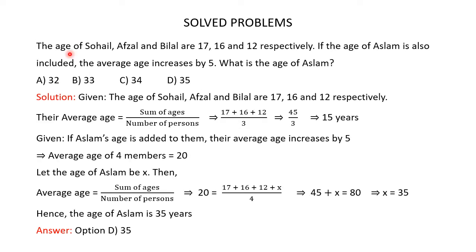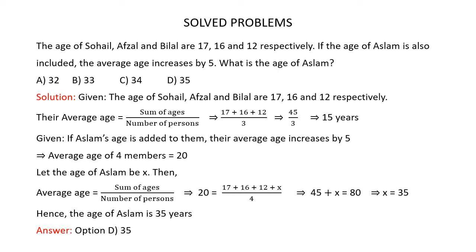The ages of Sohail, Afzal and Bilal are 17, 16 and 12 respectively. If the age of Aslam is also included, then the average age increases by 5. What is the age of Aslam? Here you are given 4 options and you have to find out which of these options is the correct one. So here you are asked to find the age of Aslam.